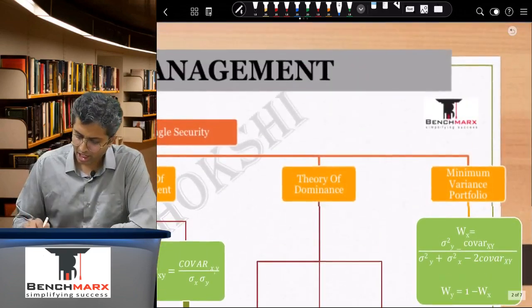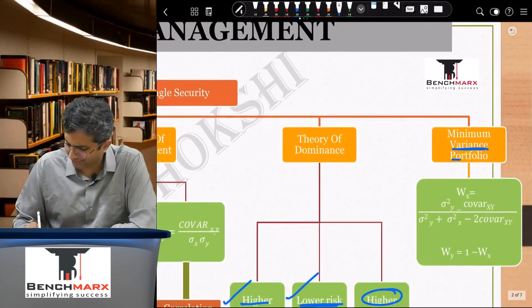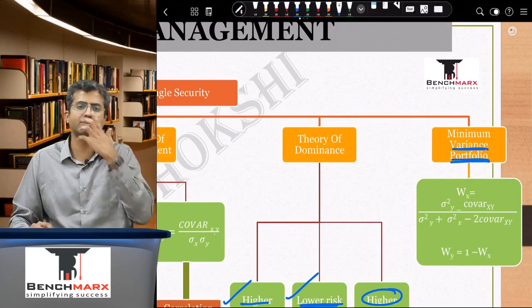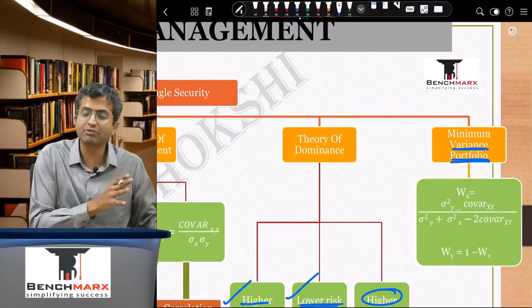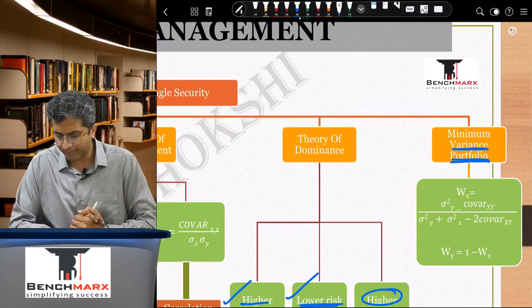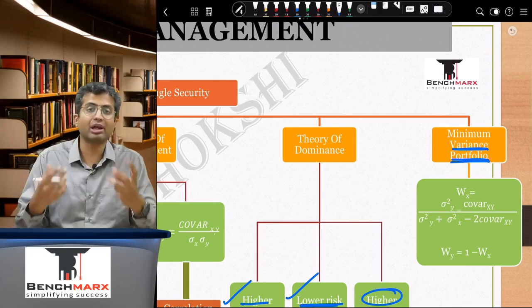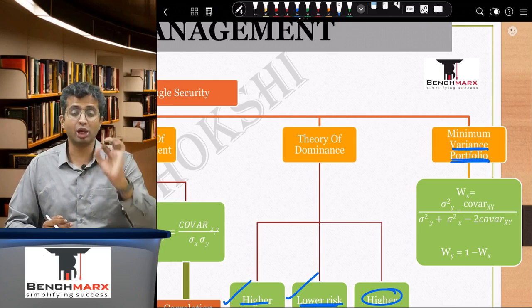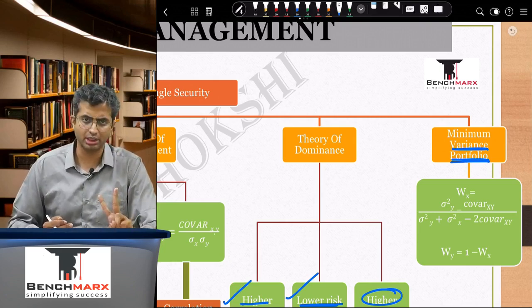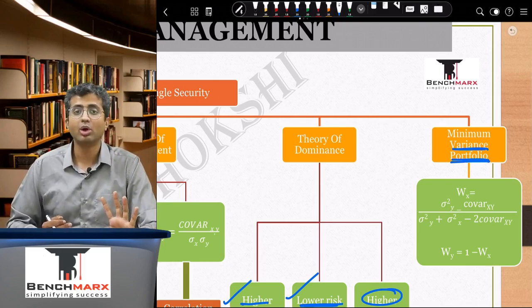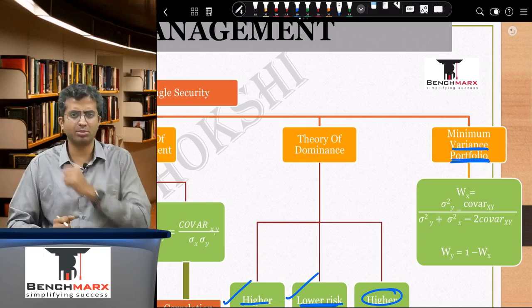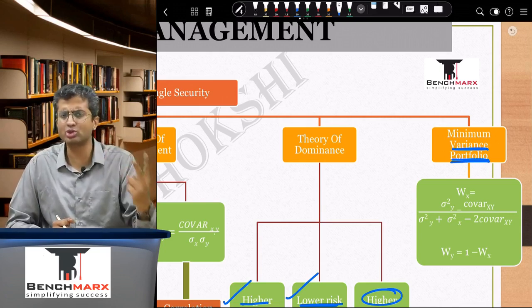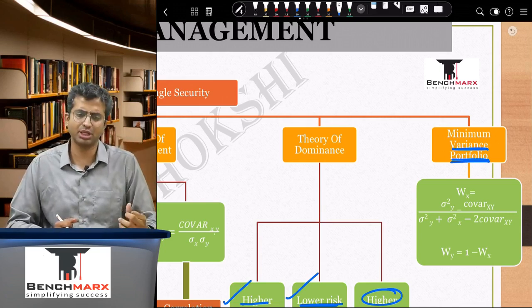Not really important. Again, minimum variance portfolio, well, not really as important. What does a minimum variance portfolio mean? Well, in case of a minimum variance portfolio, you will try to calculate the weights that should be allotted in a 2 security portfolio such that the portfolio risk is the minimum.